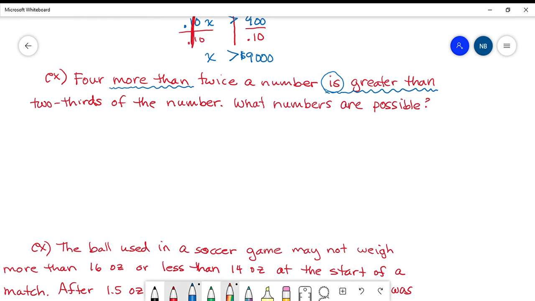Okay, let's do this. We're going to let X equal the number. And now let's translate. 4 more than means we're increasing something by 4. What are we increasing? We're increasing twice the number. Twice the number means double, or 2 times the number. So we have 2x plus 4 is greater than 2/3 is a fraction, 2/3. Of the number means multiply by the number, which is given by x. What numbers are possible?